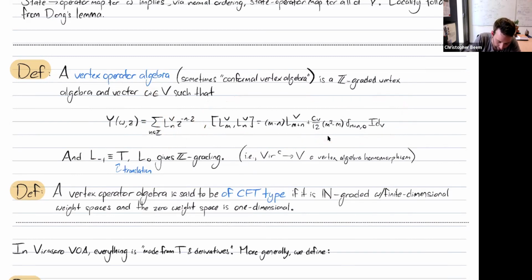And you additionally need L-1 to be the translation endomorphism for your vertex algebra. And you want L0 to act as the grading that you started out with on your vertex algebra. So these are all what you would think of as the most reasonable conditions to impose. So this is saying that a vertex operator algebra is a vertex algebra that has a Virasoro vertex operator subalgebra that relates to translation and grading in the obvious way.